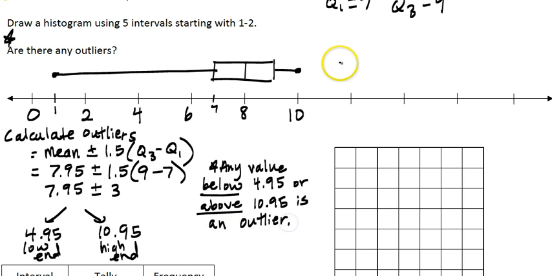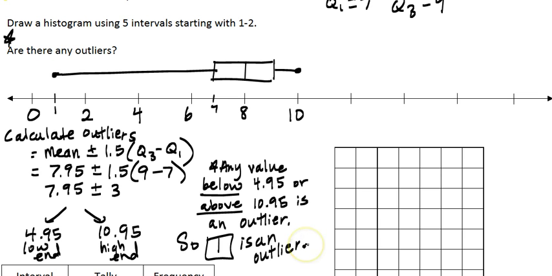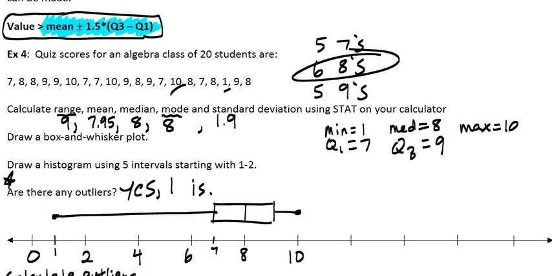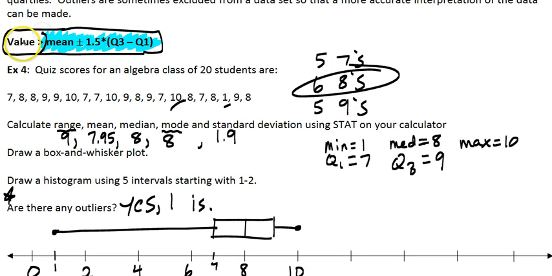So then I would look back at my data. Do I have any values below 4.95 or above 10.95? And yes, I do. 1. Someone had a quiz score of 1. So 1 is an outlier. It is below the range that I was looking for. So I'll say yes, 1 is. And then one more comment, and then we'll make the histogram and be done. When I look at this, that's what this meant. The value is further away than that, so greater than one of them and smaller than the other one is what I was looking for.